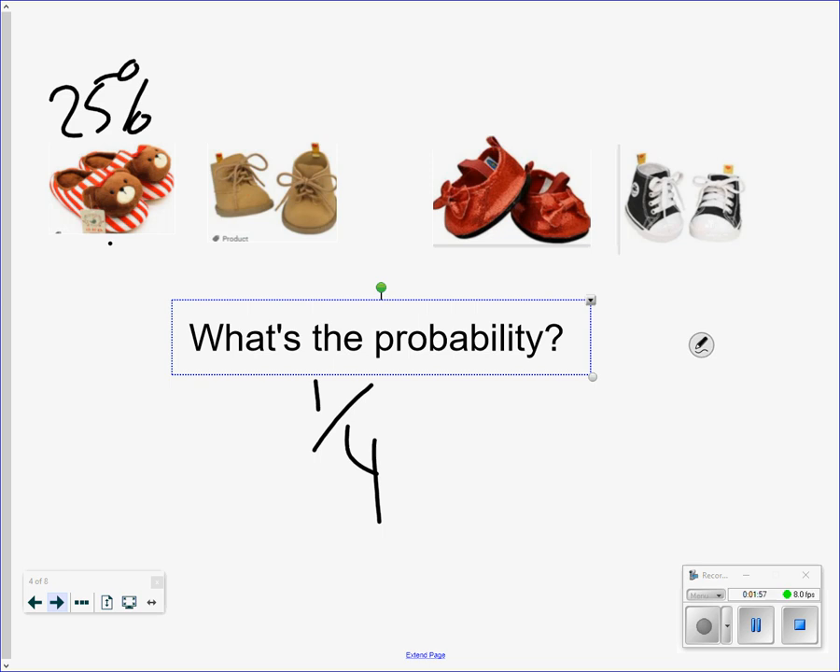Okay, what's the probability of wearing shoes with laces? There's a 50% probability of wearing shoes with laces because there's one and there's two, so that's 2 out of 4, which would equal half, which would be 50%. Okay, let's take a look at some more problems here.